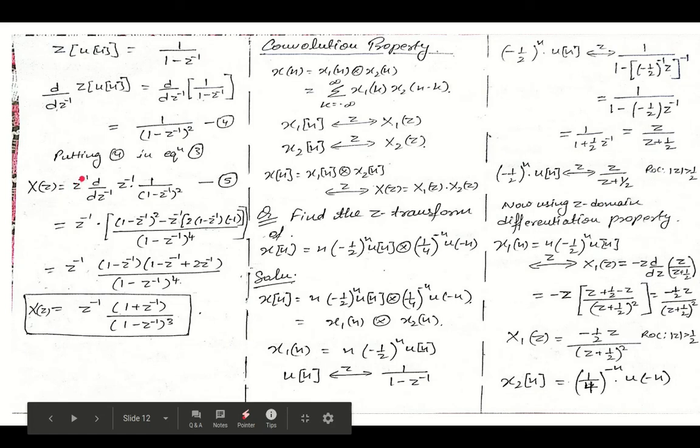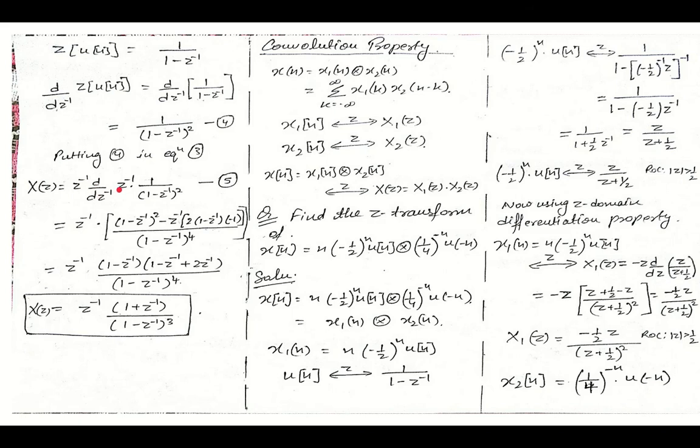X(z) will be z inverse d upon dz inverse into z inverse into 1 upon 1 minus z inverse whole square. So again we will have to differentiate this value, z inverse upon 1 minus z inverse whole square. So we will be again utilizing the u by v formula of our differentiation, and subsequently we will be getting the value 1 minus z inverse whole square minus z inverse into 2 into 1 minus z inverse into minus 1, upon 1 minus z to the power minus 1 whole to the power 4. From this I can take 1 minus z inverse common.